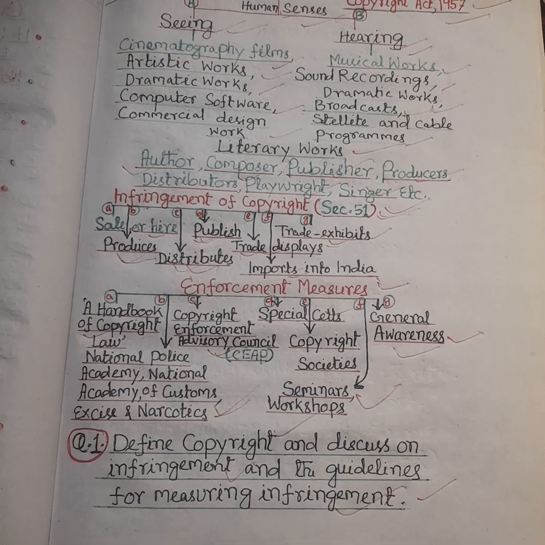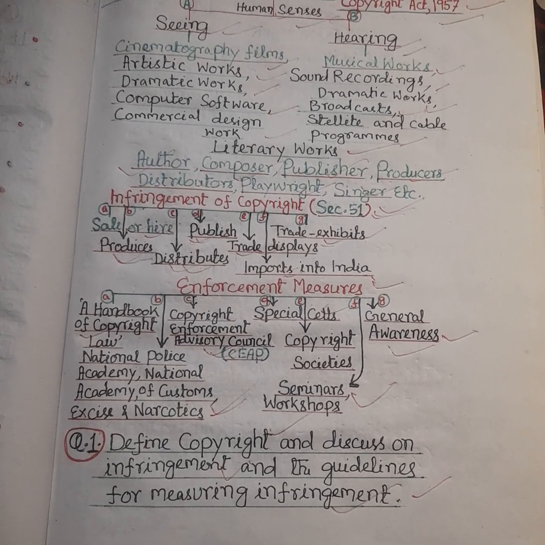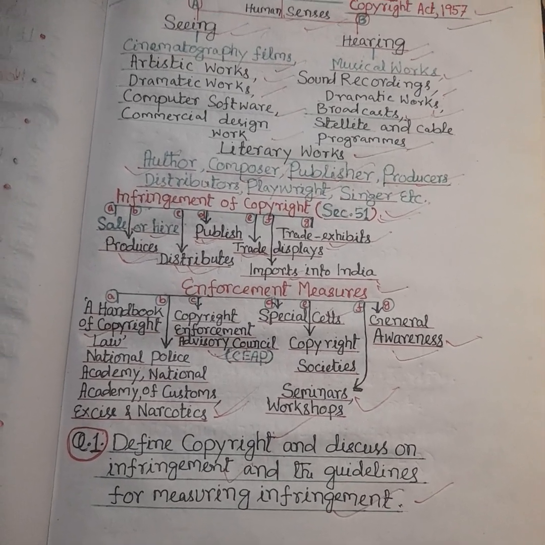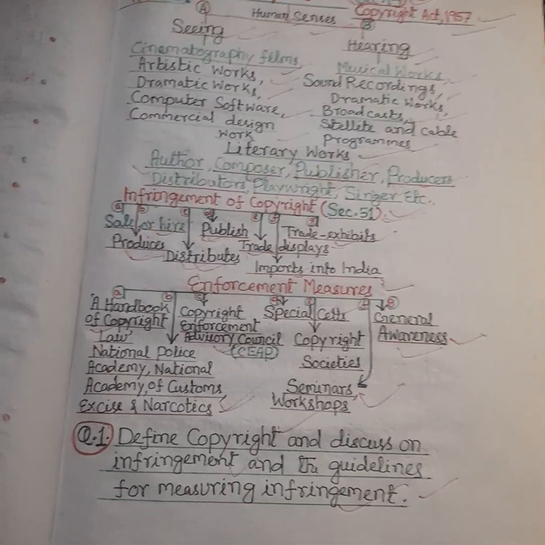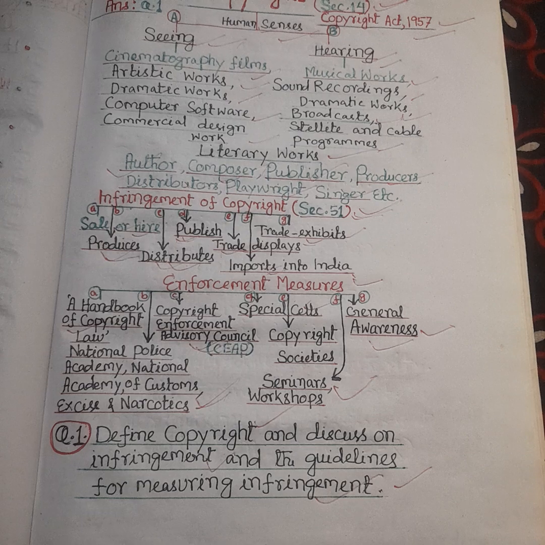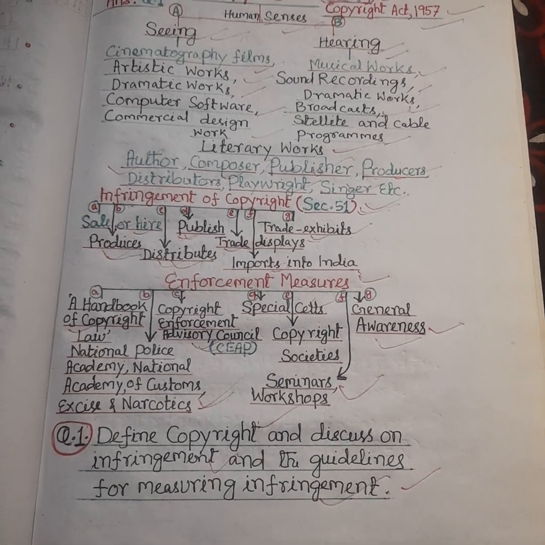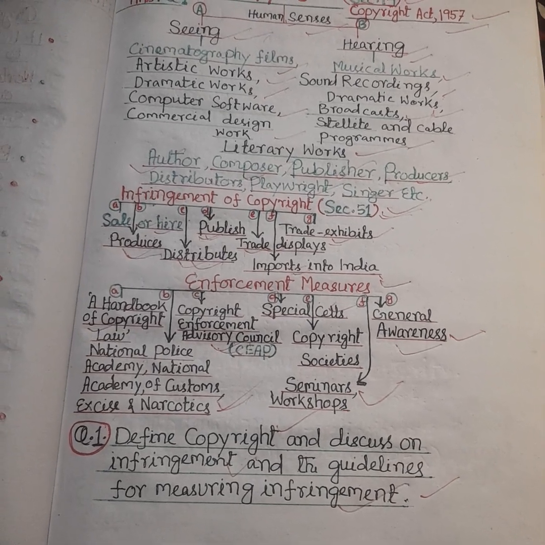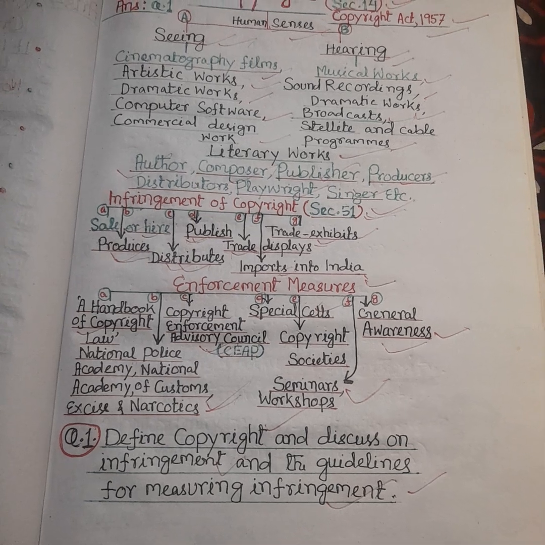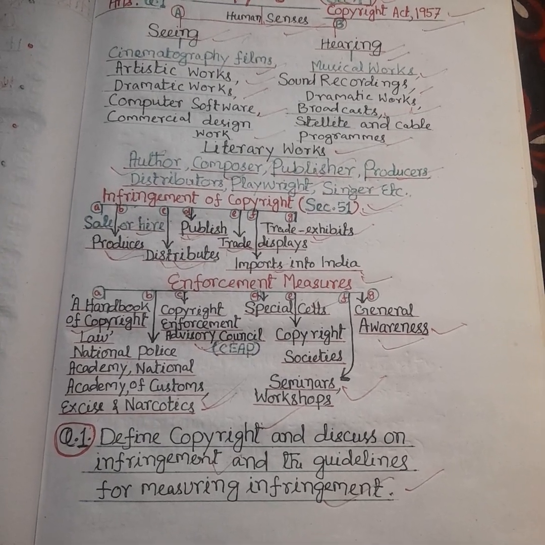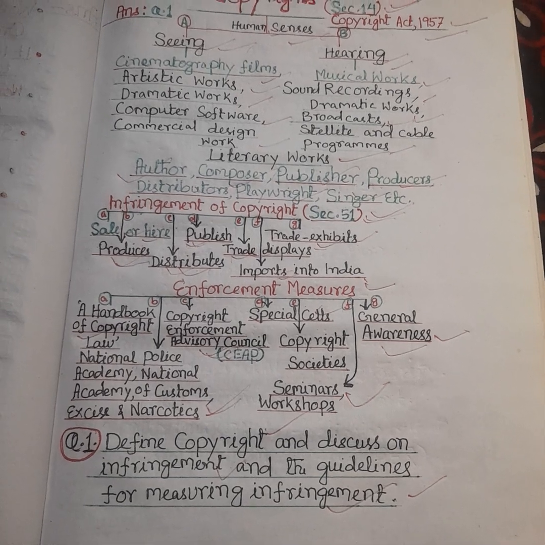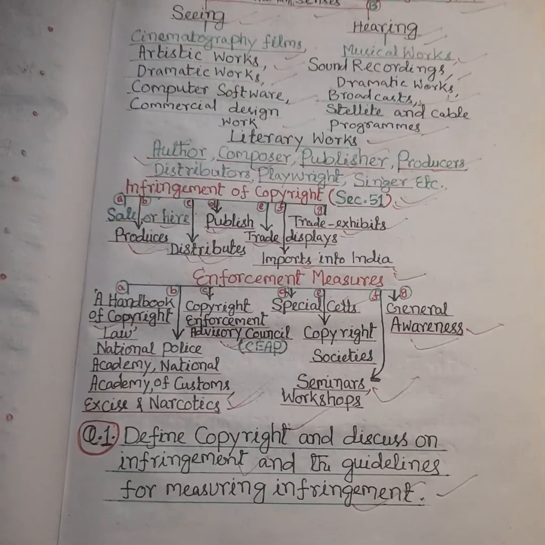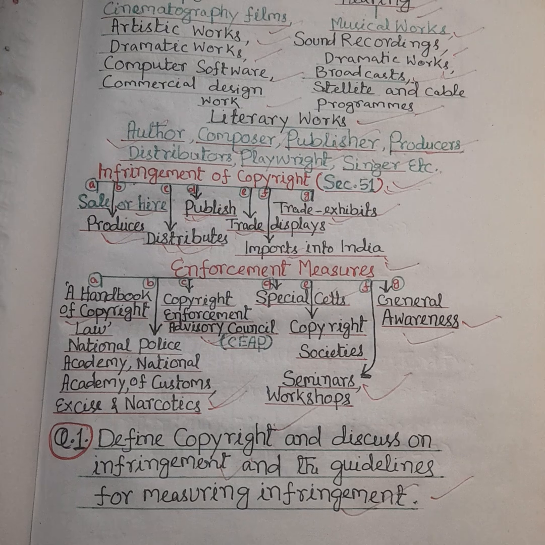Besides modernizing the copyright office, these are the other important enforcement measures taken by the government to control piracy and infringement of copyrights as provided under Section 51 of the Copyright Act 1957. So, as per question number 1, define copyright.